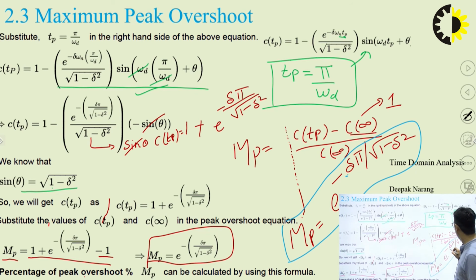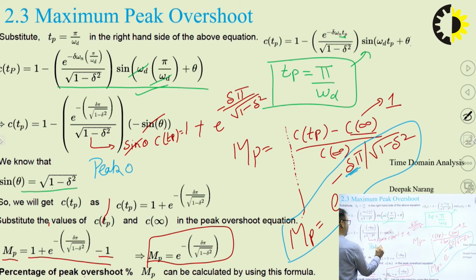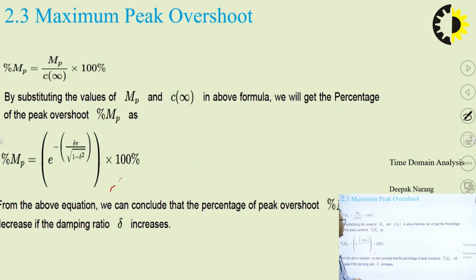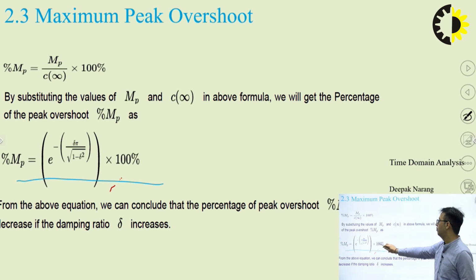So we can see our peak overshoot is a function of damping factor only. Peak overshoot is a function of damping factor. Okay, so as damping increases, peak overshoot decreases. So this is the percentage of peak overshoot in percentage terms.